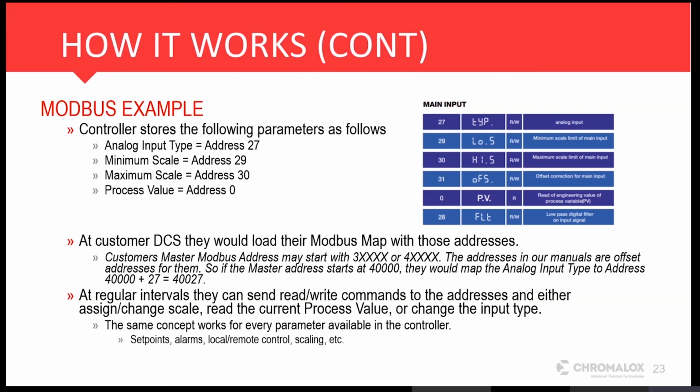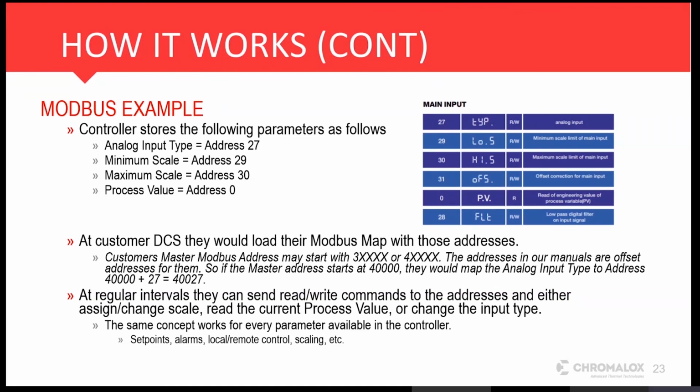So it's important to understand that our manuals, when they show those addresses, those are offsets. So they would add whatever we send to them to whatever their base address is. So if their master starts at 40,000 and they're looking for what the analog input type is, which is address 27, they would add to it, and therefore they would map it to address 40027. So again, I don't want to go too far down that rabbit hole, but that was an important distinction because I know there was some back and forth and some confusion on that. And hopefully that was resolved. I don't know, again, if Dan's on the line, but hopefully that was resolved.